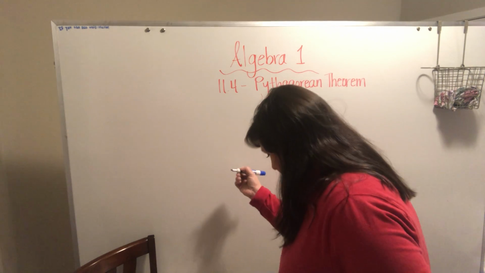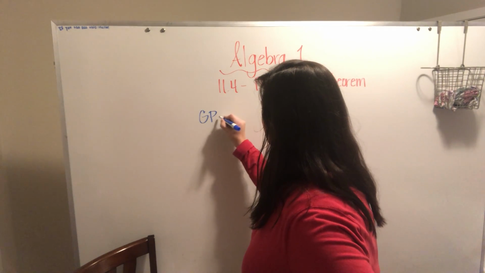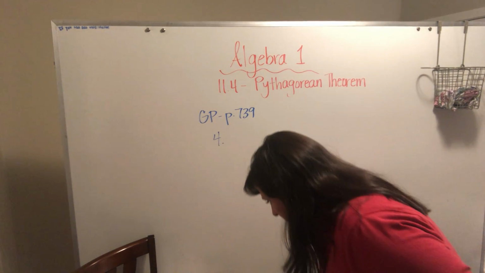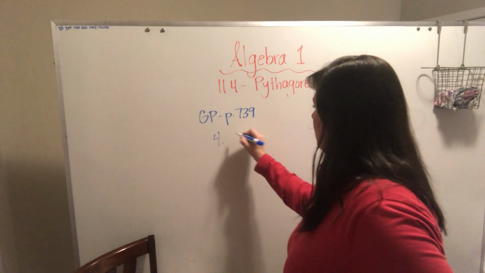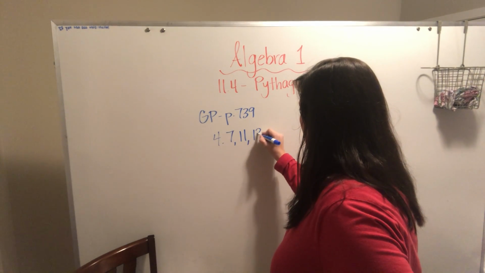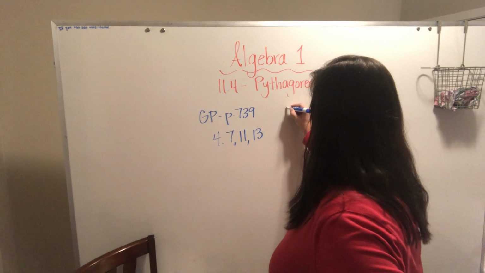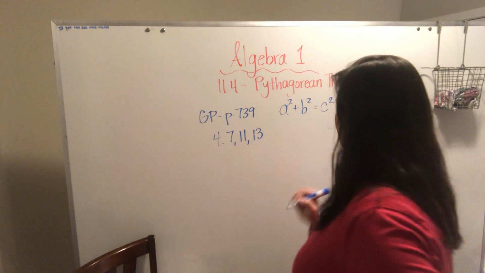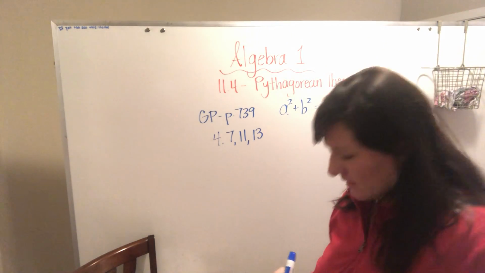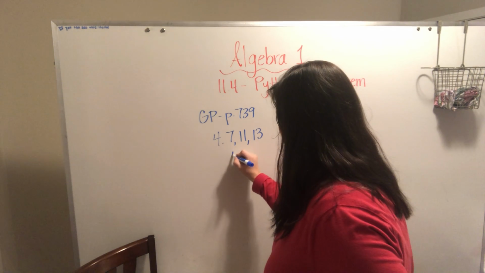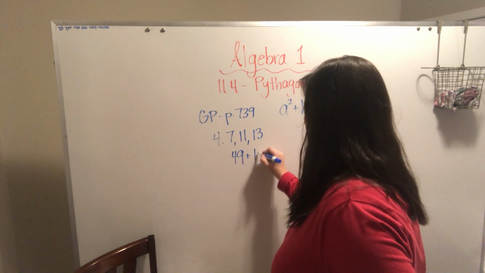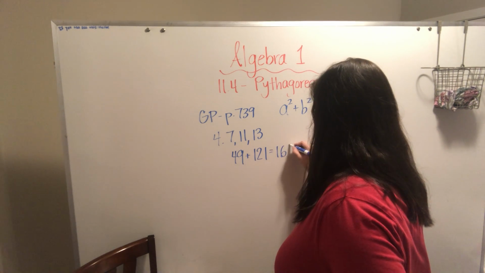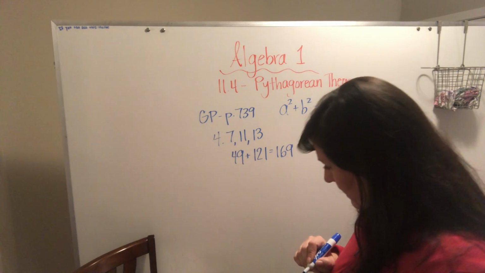They give you on guided practice, page 739, number 4. They give you 7, 11, and 13. Knowing a squared plus b squared is c squared. Yes, you have to have that memorized. Not too hard. Probably one of the easier algebra assignments you get. All right, 49 is 7 squared. 121 is 11 squared. Does that equal 169, which is 13 squared?